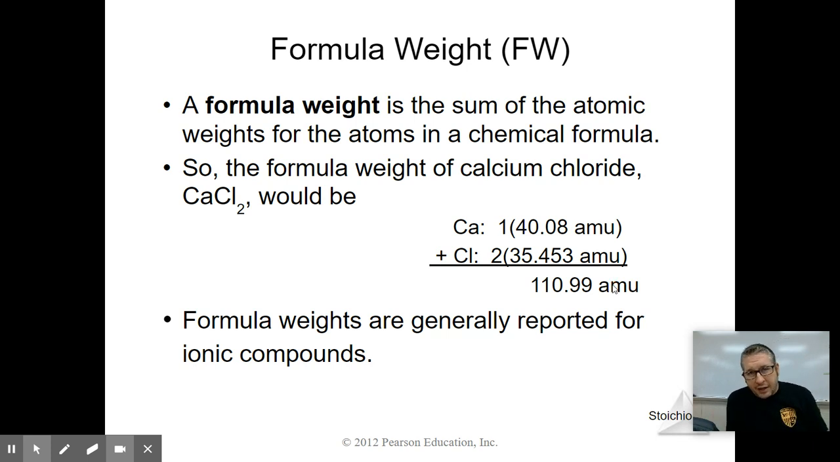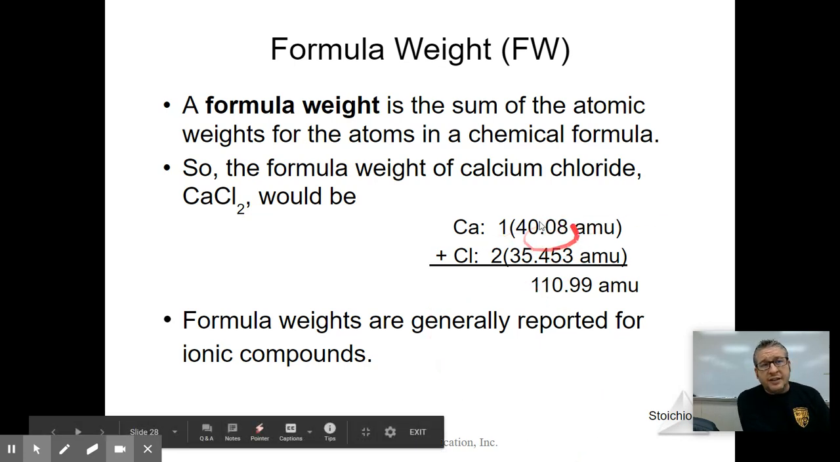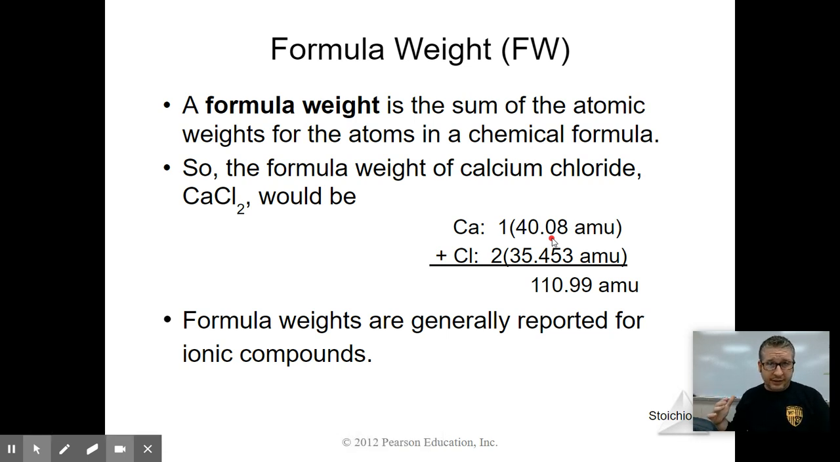Anyway, here's the difference that your book describes between formula weight and what we'll see as molecular weight. Formula weights are generally reported for ionic compounds. Molecular weight is generally reported for covalent compounds, okay, nonmetals coming together. The process is really not different whatsoever, so don't get caught up on that. Secondly, you're going to see here that this example gives the exact value that is reported on the periodic table with decimal values.